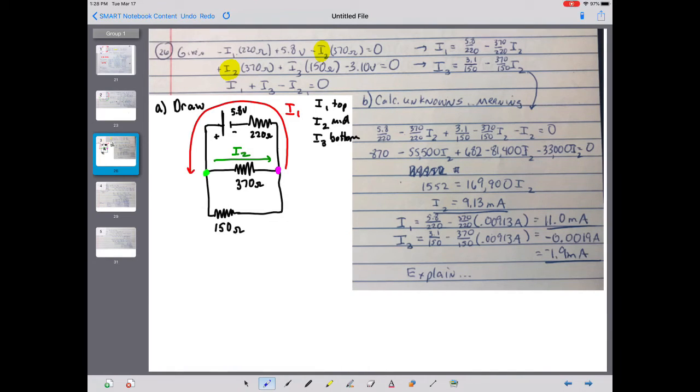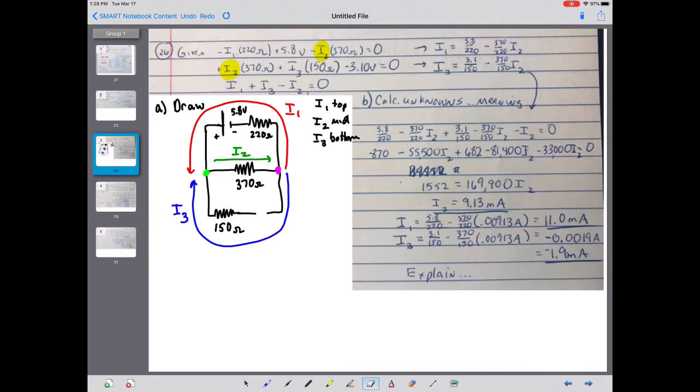Okay, I've got to choose a different color. Okay, so I'm going down, and then I would be going across the bottom branch to the right. I need that I3 150 term to be a positive. So I'm going to specify my I3 in this direction. So then as I move around that lower loop, the middle term in my second equation will be positive.